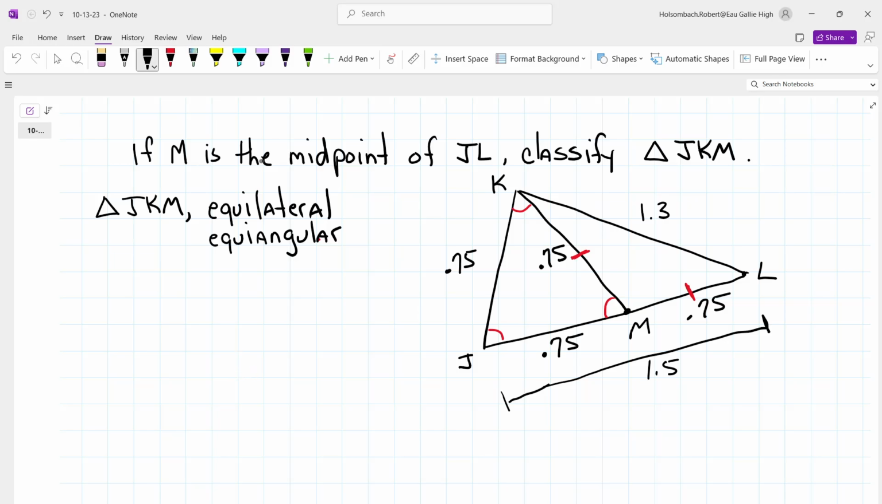Now, another thing that you need to know and understand is that the angles in a triangle sum to 180. The three angles in a triangle sum to 180. So if these three angles add up to 180, but they're all the same, then aren't they 60 degrees each? Because 180 divided by 3 is 60. So not only are these angles all congruent, but they all measure 60 degrees.